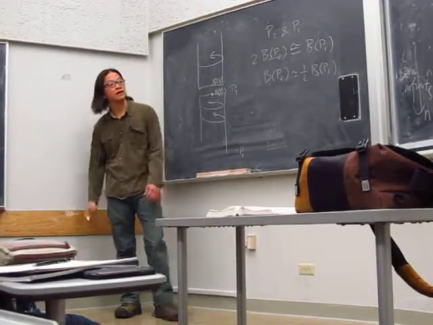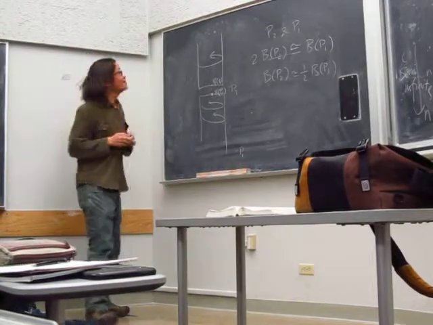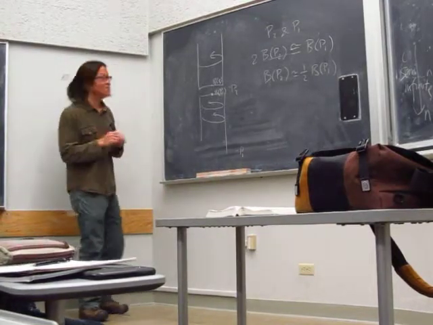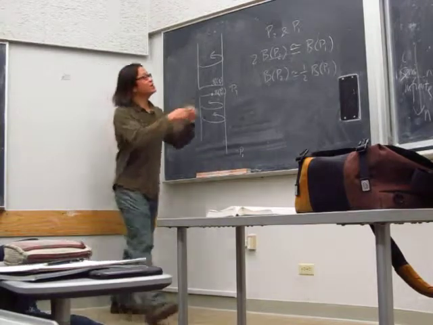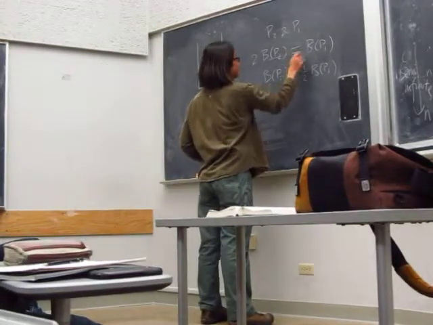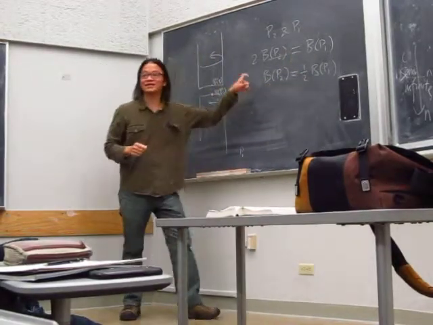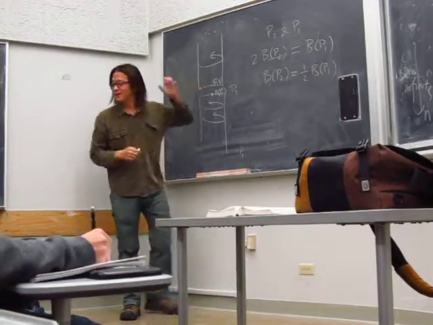Where did the greater than or equal to come from? Wait, so right now it's an equality, right? Right now it's equal. Everybody understand why this is the case? Why were P1 and P2 the same?